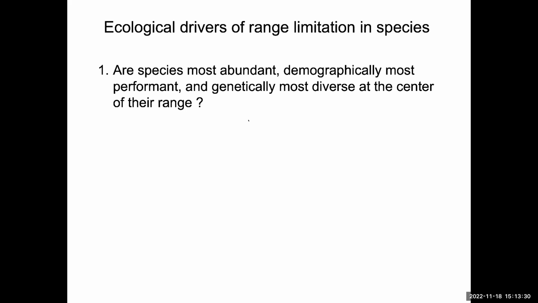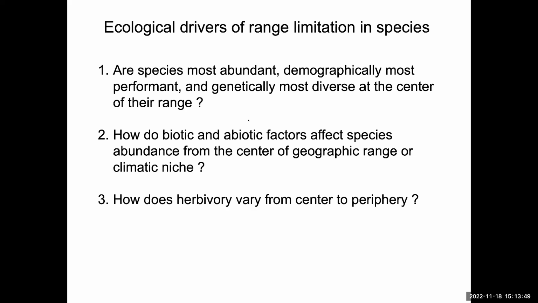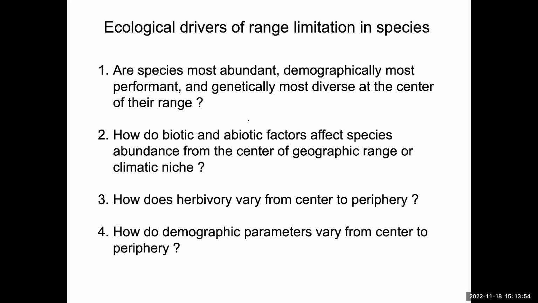To gain a mechanistic understanding of the drivers of range limitation, I also used a case study system in Africa to investigate how biotic and abiotic factors could affect species abundance from center to periphery, and what the role of herbivory is from center to periphery. And finally, how demographic parameters vary from center to periphery. I'm going to talk about all these questions during my talk.